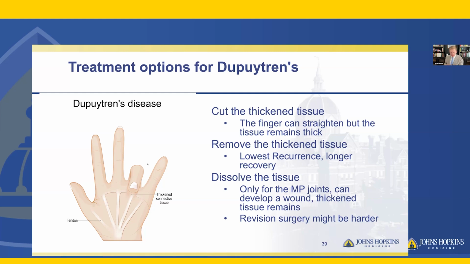What we will often do for this is something called a fasciectomy. So we're actually going to remove that thickened tissue. That has the lowest recurrence risk. It's a little bit of a bigger operation. You end up with a scar along the finger. But we like to get patients moving right away after this. So after surgery, we'll have you see a hand therapist as early as we can, just a couple days after surgery, and then we'll get you moving.